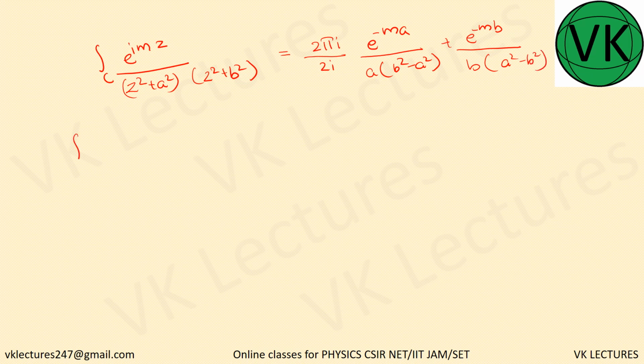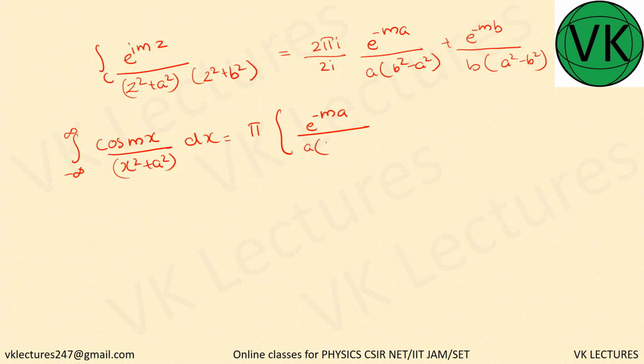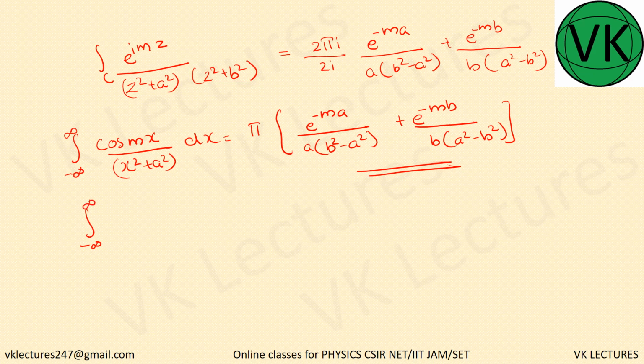So answer for minus infinity to plus infinity cos mx divided by x square plus a square into x square plus b square dx is equal to pi into e raised to minus ma divided by a into b square minus a square plus e raised to minus mb divided by b into a square minus b square, and integral minus infinity to plus infinity sin mx divided by x square plus a square into x square plus b square dx is equal to 0.